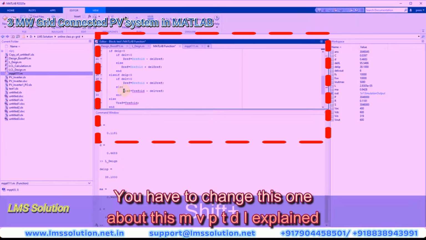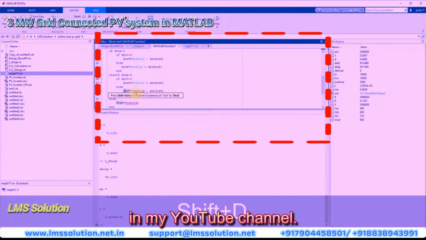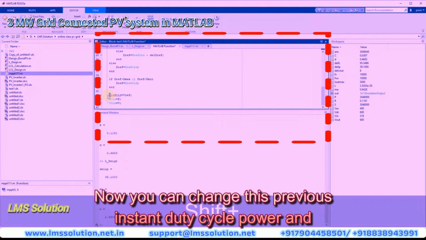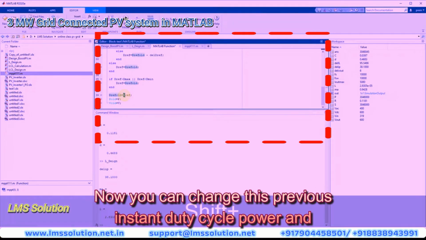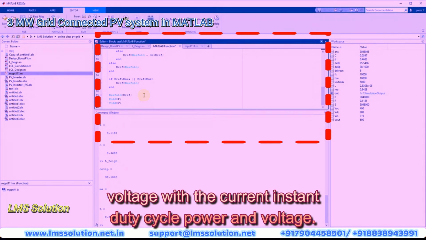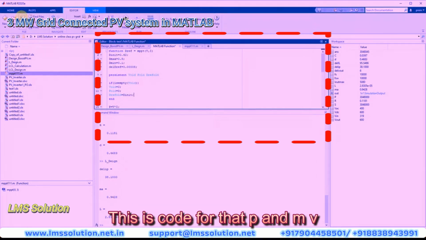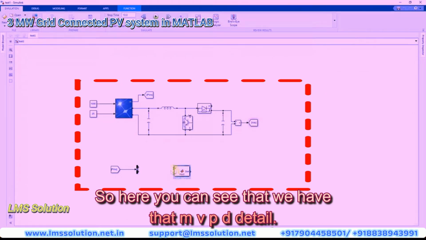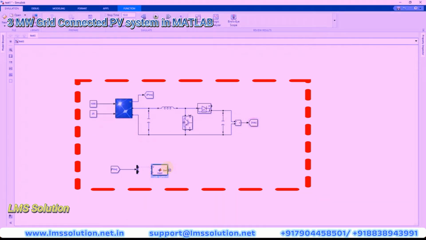I already explained this in my YouTube channel, so you can refer to that video to get a clear idea about this MPPT. Now you can change the previous instant duty cycle, power and voltage with the current instant duty cycle, power and voltage. This is about the P&O MPPT. So I'm going to use it directly. So here you can see that we have the MPPT details.